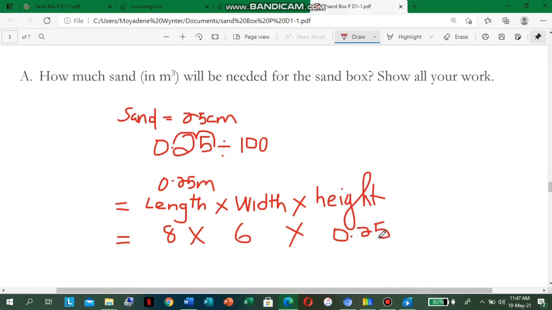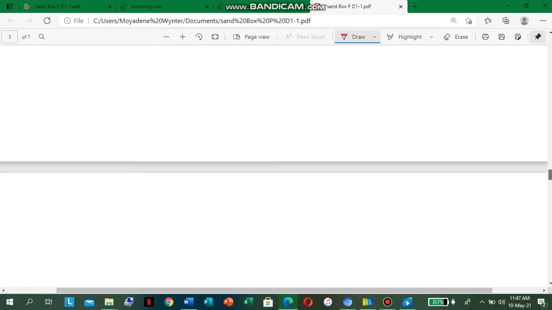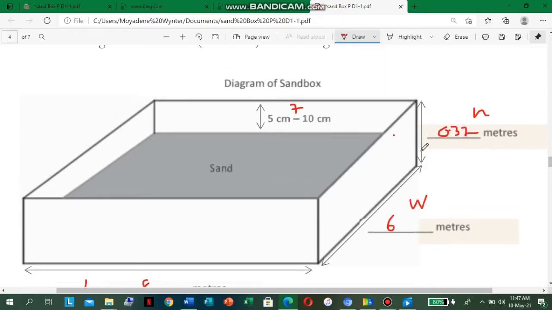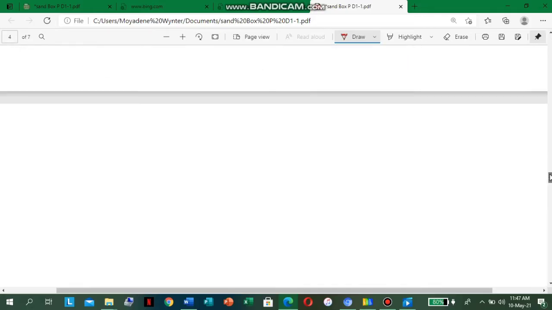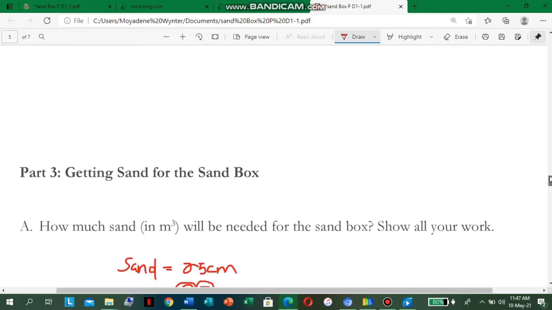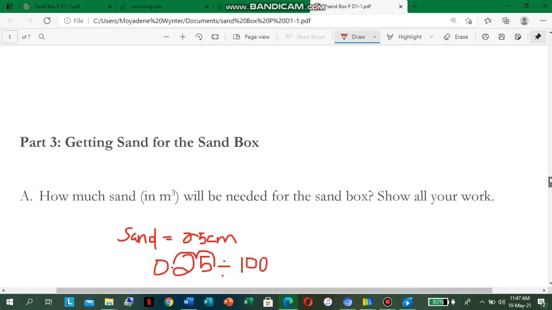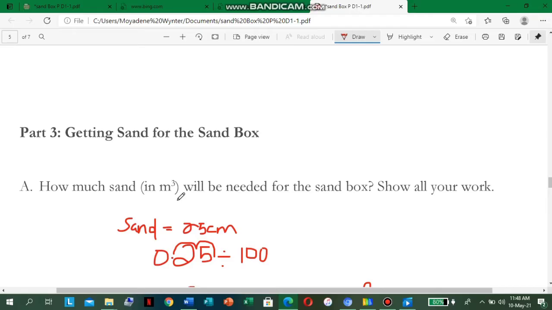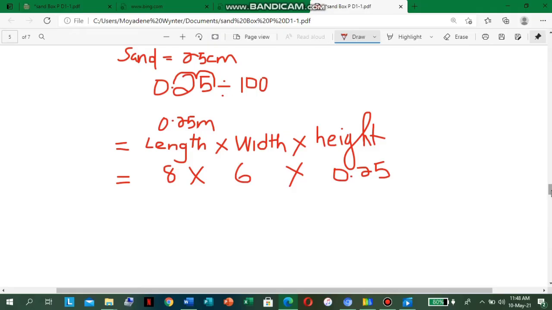0.25. But sir, the height would be 0.32 because this is the height of the sandbox. Okay, but they are dealing with the sand, getting sand for the sandbox. So now we are dealing with the height of the sand, and the height of the sand is 0.25, not the sandbox. All right, good. So the length 8, the width 6, the height is 0.25. Just keep that in mind now.